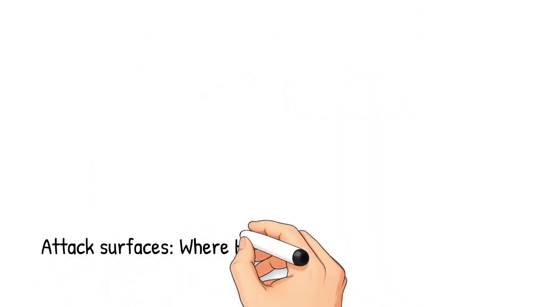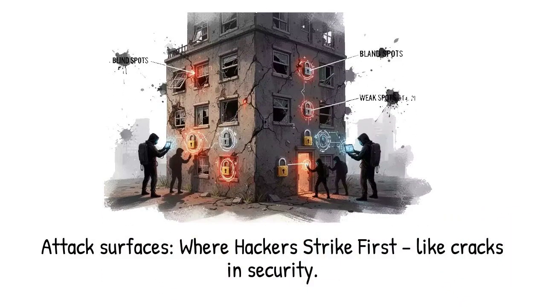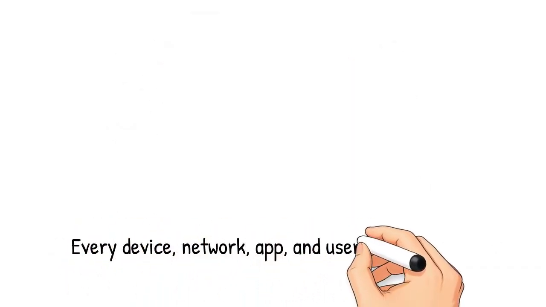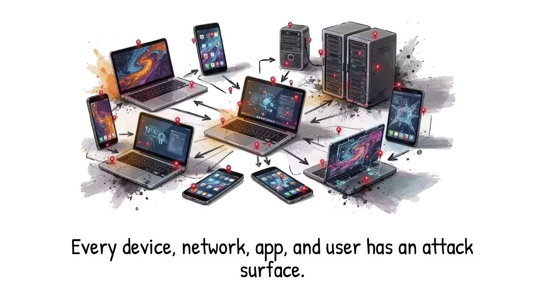Section 4. Attack surfaces, where hackers strike first. If ports are the doors, protocols are the languages, and traffic is the movement, then attack surfaces are the places where hackers look for weaknesses. They are the digital equivalent of cracks in a building, loose windows, weak locks, or blind spots in a security camera system. Every device, every network, every application, and every user has an attack surface, a collection of points where an attacker can attempt to break in.